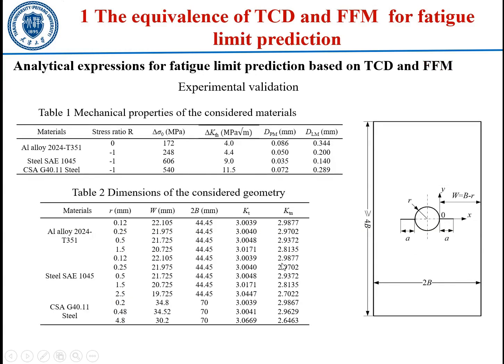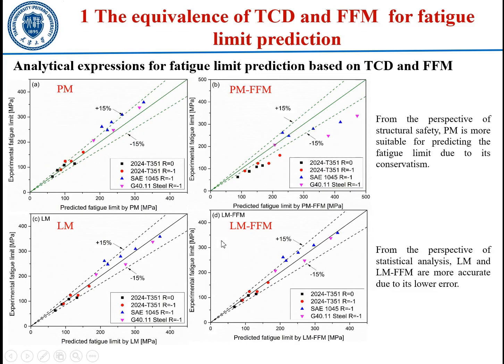Then we validate our analytical expression by the experimental data. Table 1 shows the material properties, and Table 2 shows the dimensions of the considered geometry. The result is shown in these figures. The x-coordinate is the predicted fatigue limit, and the y-coordinate is the experimental fatigue limit.